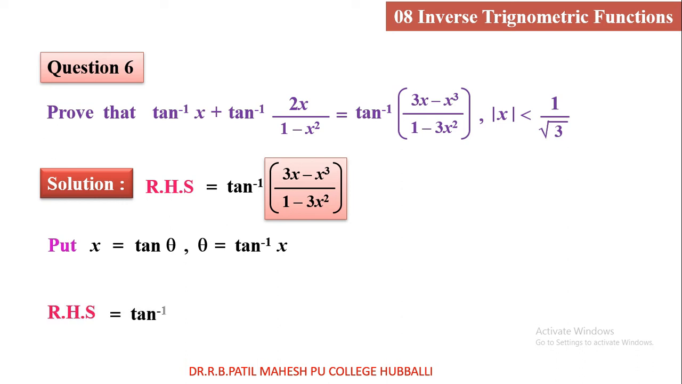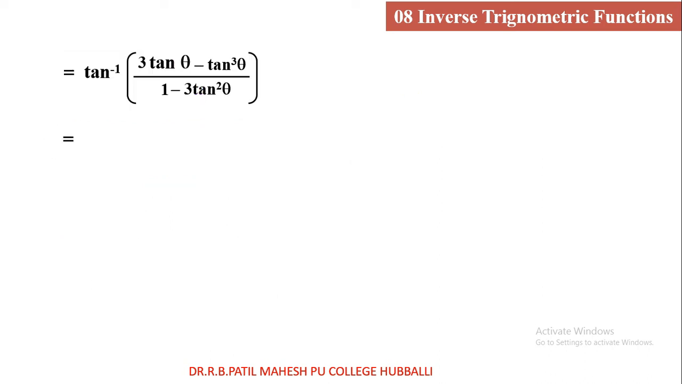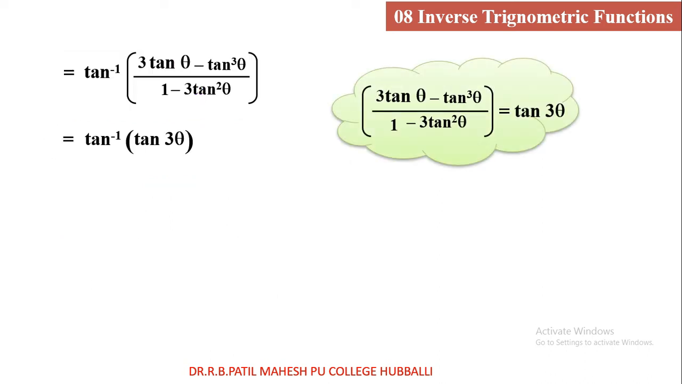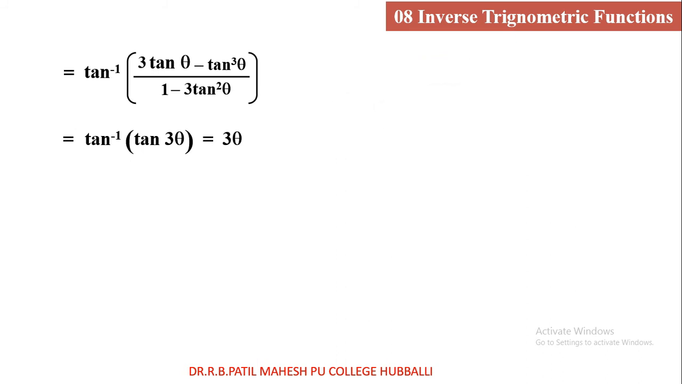So RHS part you observe, tan inverse of 3 tan theta, because I am writing x as tan theta, 3 tan theta minus tan cube theta upon 1 minus 3 tan square theta, that will be now tan inverse of tan 3 theta by the formula. So tan inverse and tan removed, 3 theta we get. So now theta you replace as tan inverse x, that will be 3 tan inverse x.